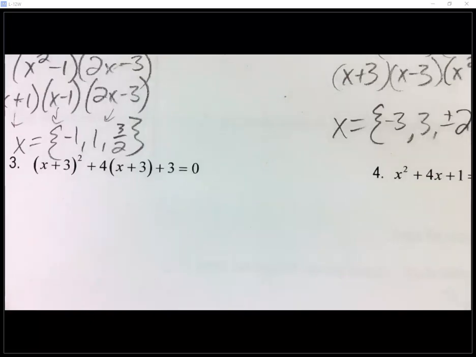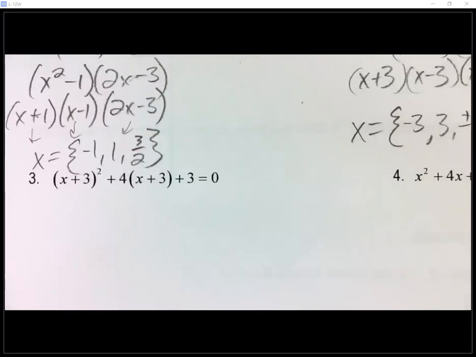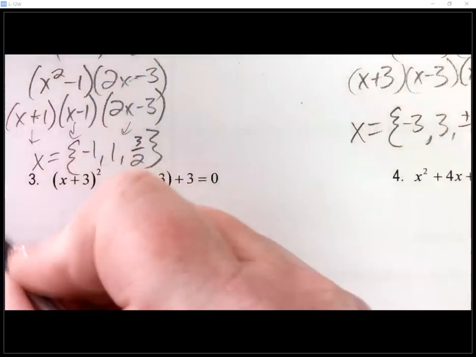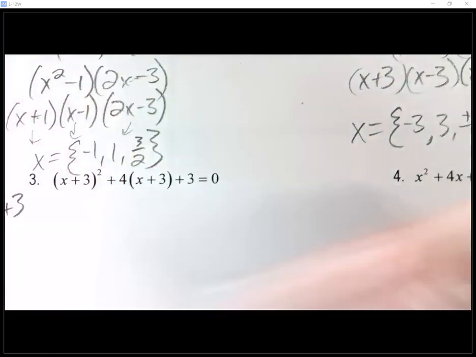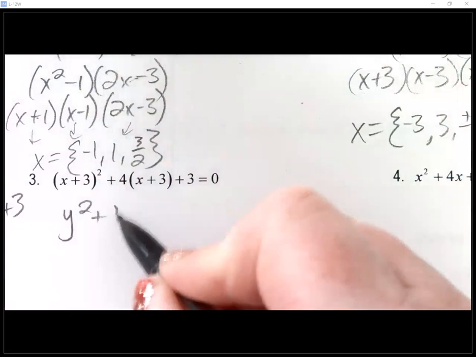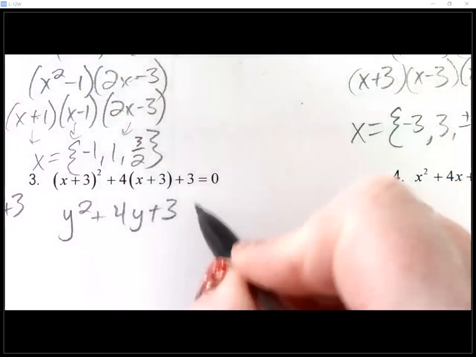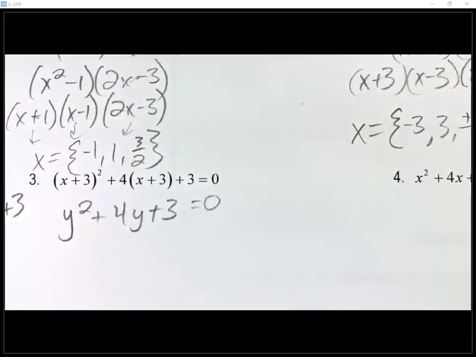At first glance, you're like, oh my gosh, this looks horrible. It's not that bad. You can FOIL it all out and turn it back into standard form if you want, but it's much easier to just say for a second, hey, let me just pretend that y is equal to x plus 3. That makes this thing y squared plus 4y plus 3. That's very easy.